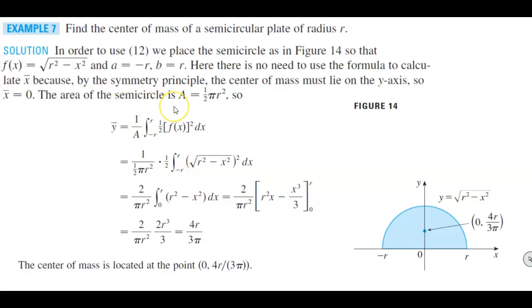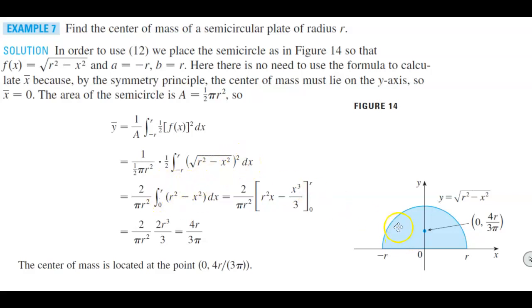The area of the semicircle is equal to 1/2 pi r squared. So y bar is equal to 1 over A, going from negative r to r, times 1/2 of f of x squared dx. So the area now becomes 1 over 1/2 pi r squared. Factoring out the 1/2 from the formula times 1/2, going from negative r to r times the function, the square root of r squared minus x squared, squared.